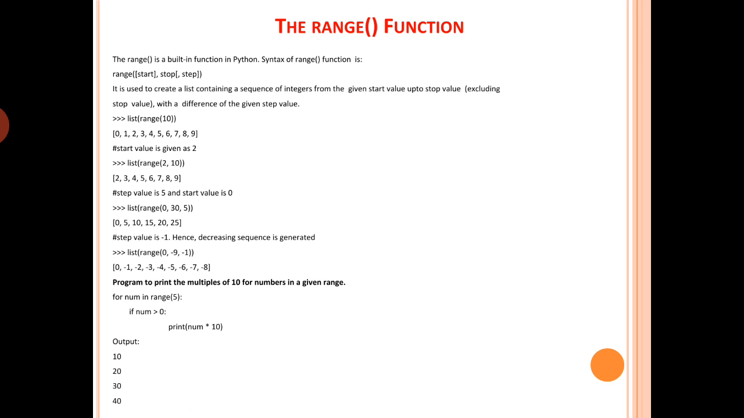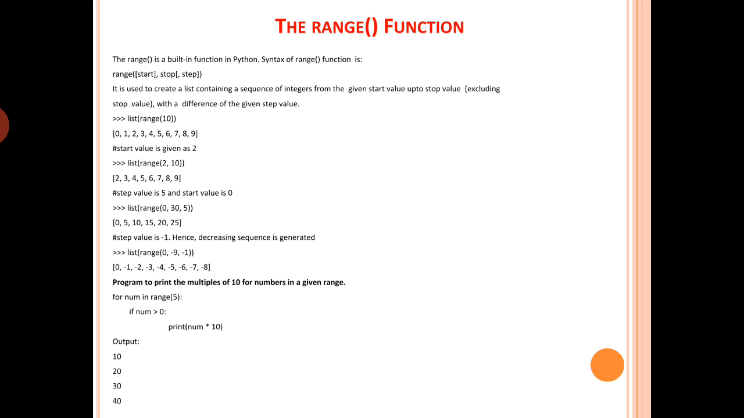In the next line, list range, start value is 0, then stop value is -9 and step value is -1. Now here step value is -1, hence a decreasing sequence is generated, that is 0, -1, -2, -3, -4, -5, -6, -7 and so on. The range function is often used in for loops for generating a sequence of numbers.